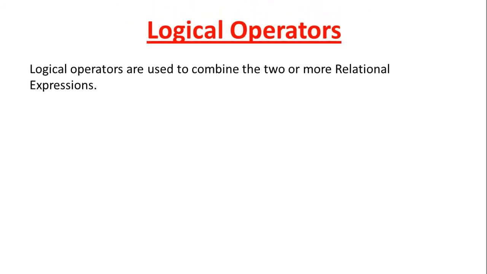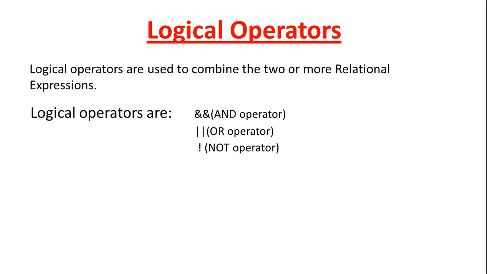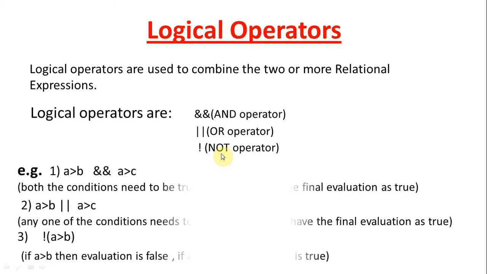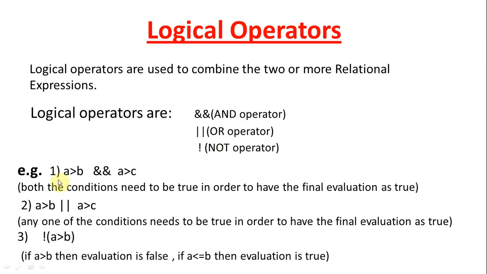Now we get to logical operators. Logical operators are basically used to combine two or more relational expressions. The logical operators are double ampersand, which is called the AND operator, double pipes, which is called the OR operator, and this is the negation symbol, called the negation operator or NOT operator. For example, A greater than B and A greater than C. This is called AND, as I have told you earlier.